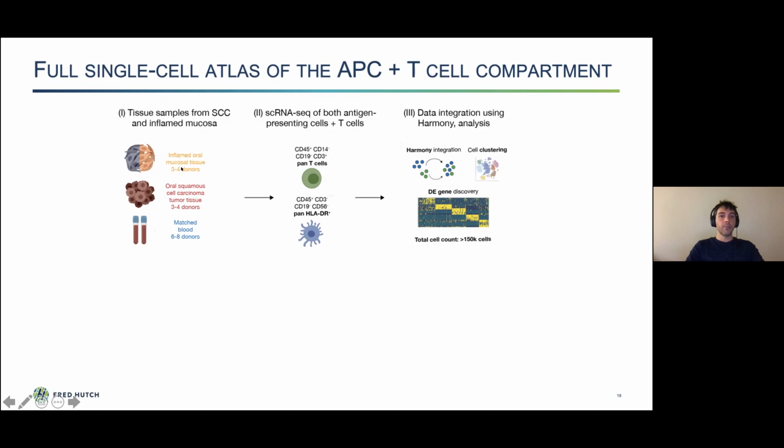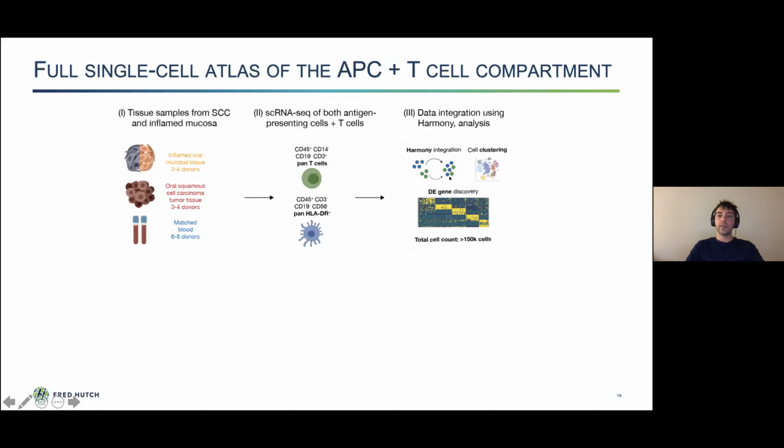Again, we used our same tissue sources. We had 3 to 4 donors of inflamed oral mucosal tissue samples, 3 to 4 donors of tumor tissue samples, and matched blood. And we basically sort-enriched the pan T cell pool, so just lineage negative, CD3 positive, and the pan HLA-DR population to make sure that we are having sufficient numbers of cells in our analysis.